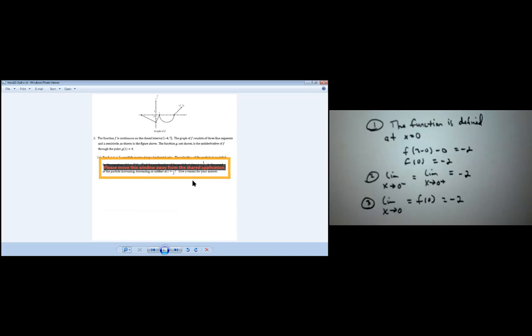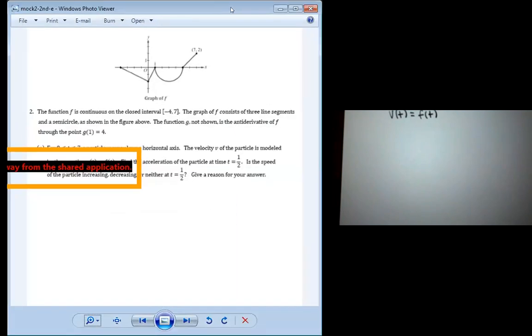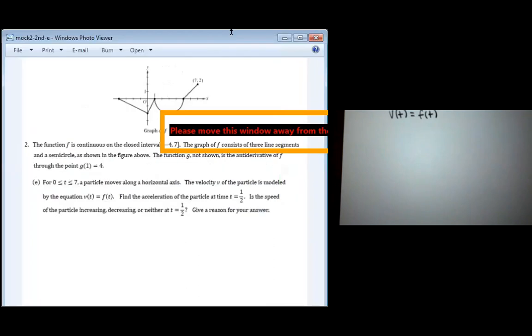All right, we got one more part to look at. So I think this one wasn't too bad, right? So what are we talking about? We've done speeding up and slowing down. For speeding up and slowing down, we need to compare V of t and A of t. So it tells us that V of t is equal to f of t.